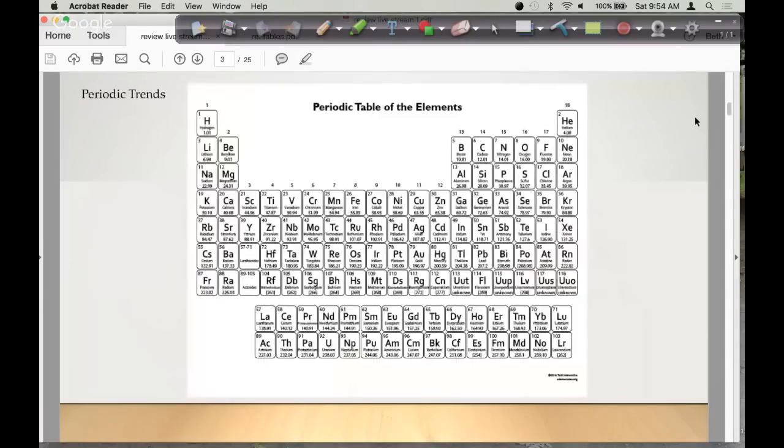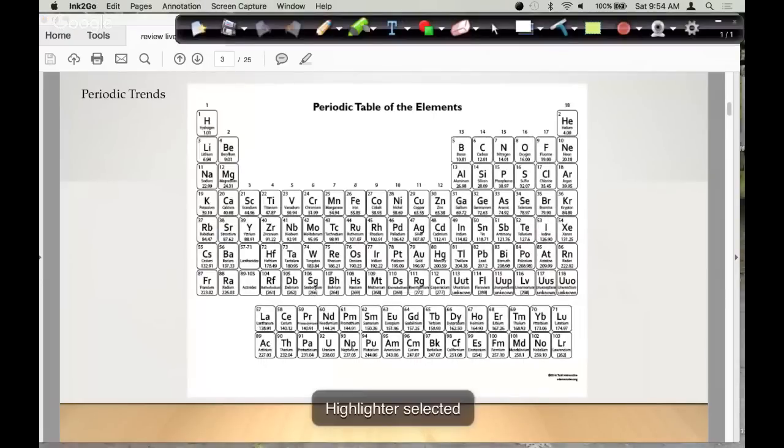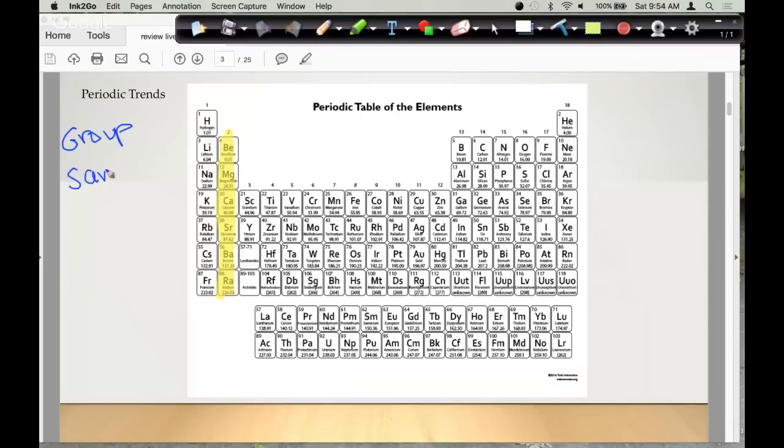So the very first thing that I wanted to go over is periodic trends. As we look at the periodic table, we need to know that groups or families are the vertical columns. Members of the same group have the same number of valence electrons. And having the same number of valence electrons means that these members of the same group will react similarly in chemical reactions.